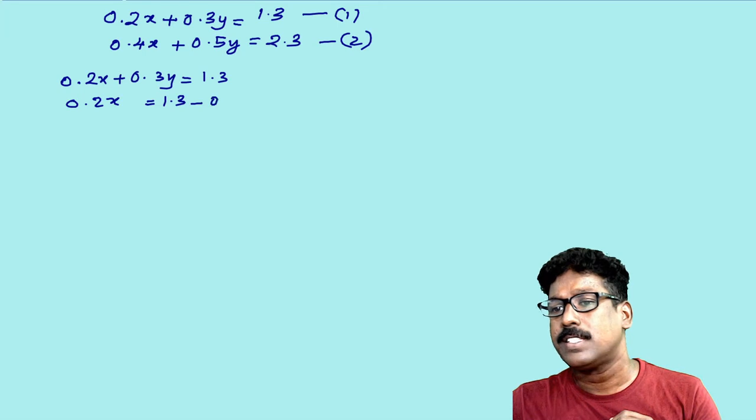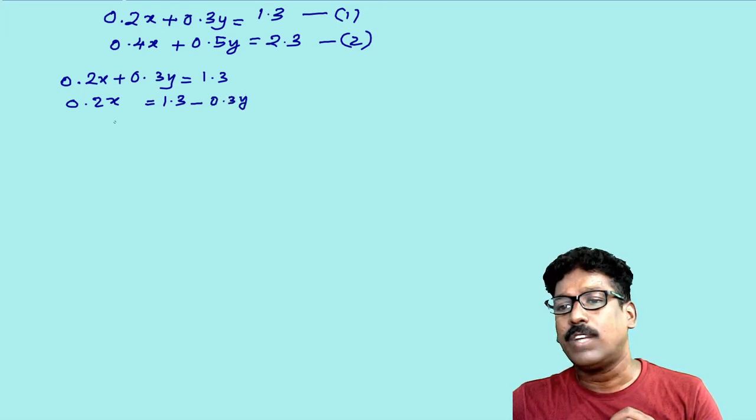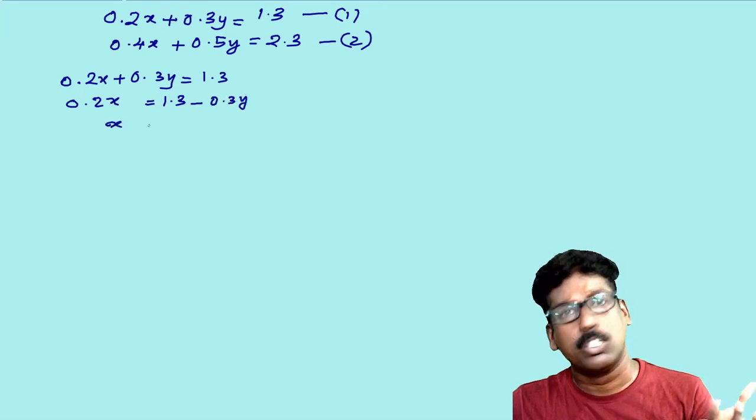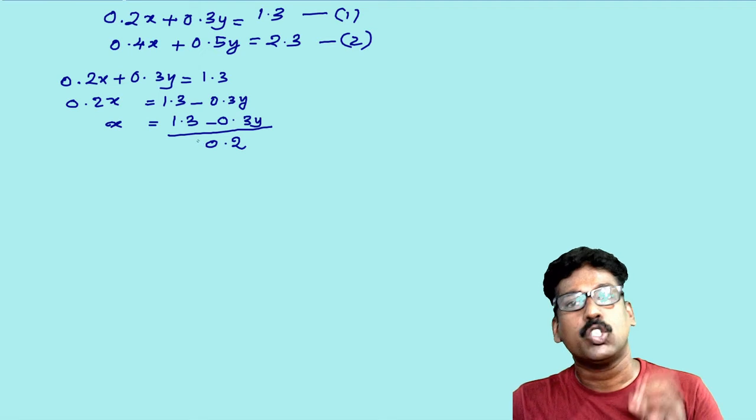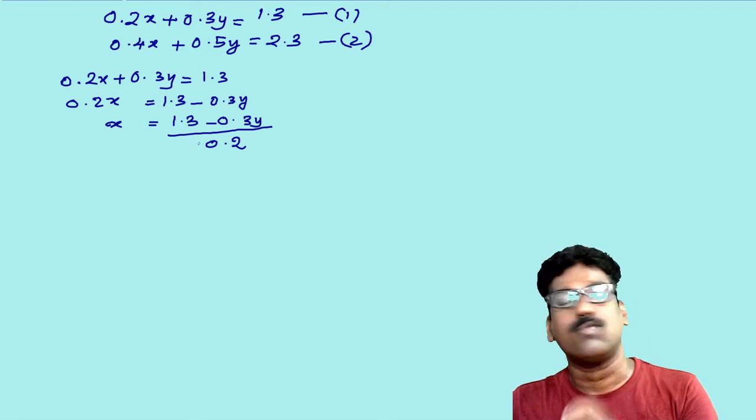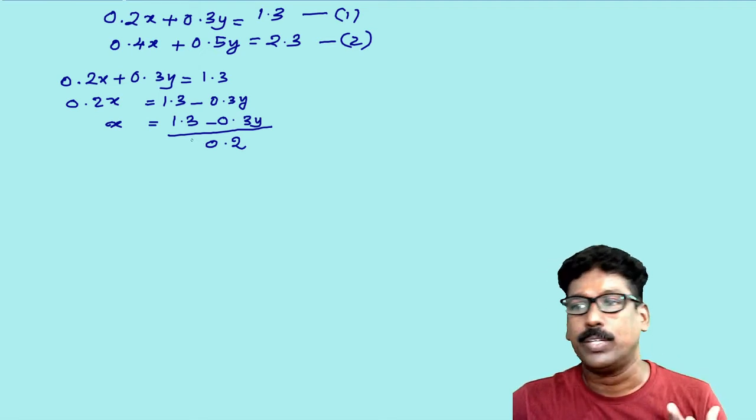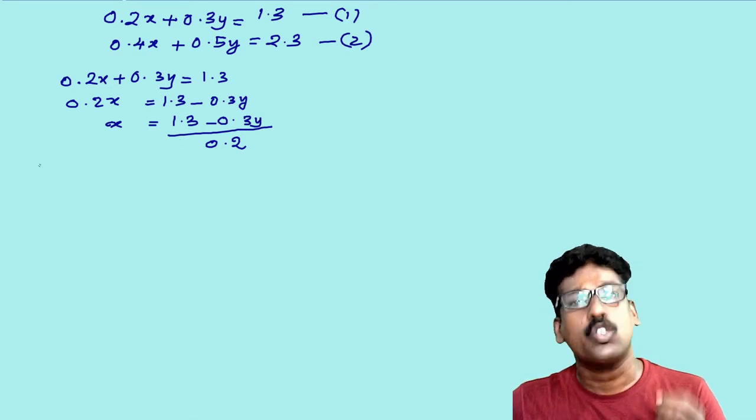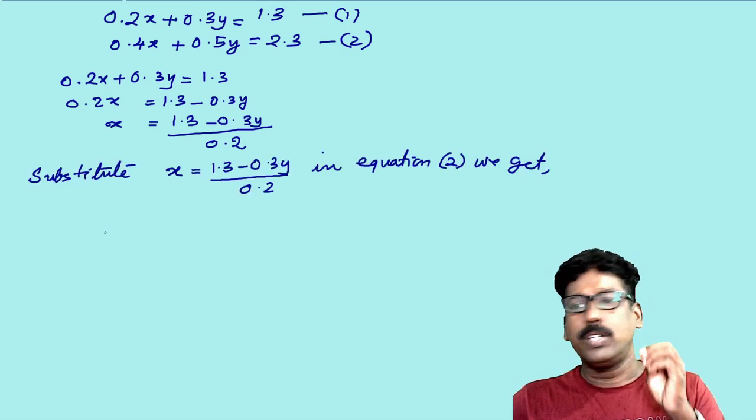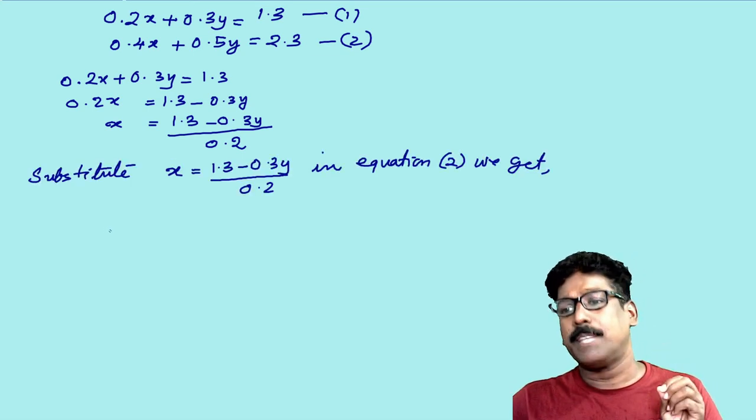It is minus 0.3y. Then what is the value of x? Transpose 0.2 to the other side. You get 1.3 minus 0.3y by 0.2. So you got the value of x in terms of y. Now what you have to do is substitute this value of x in equation number 2. So we can write, substitute x is equal to (1.3 minus 0.3y) by 0.2 in equation number 2.